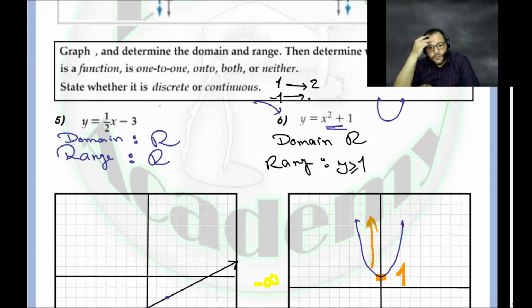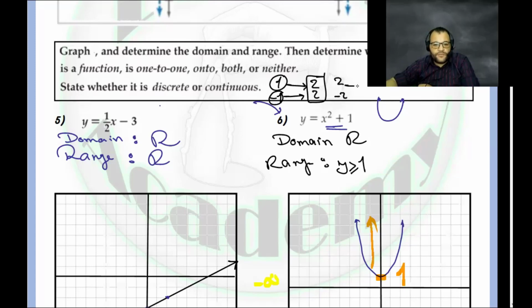Negative 2? No, I said 2. Negative 1 to the power 2 equals 1, plus 1 equals 2. So for the same value, now we have two different inputs and we got the same output. Is that right? Yes. So it is not 1-to-1.